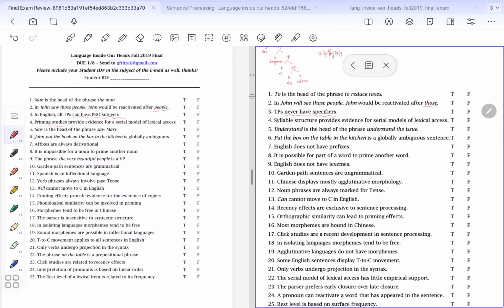Okay, and go down to have a sense of all of them. Again, same thing, 25 statements, true or false.